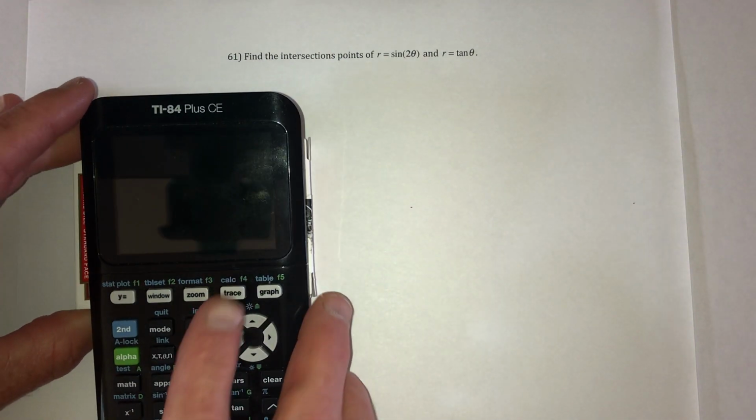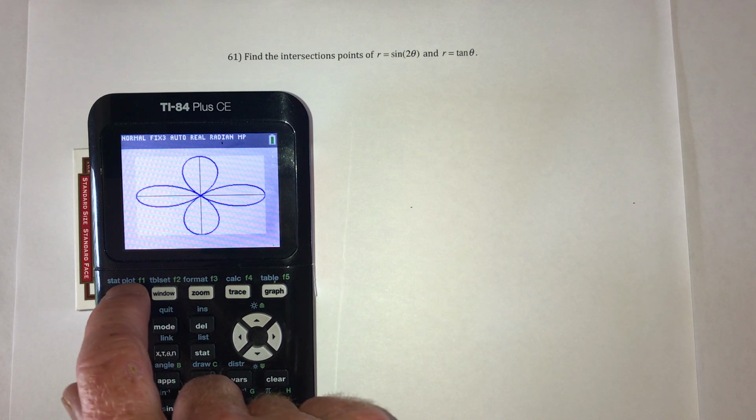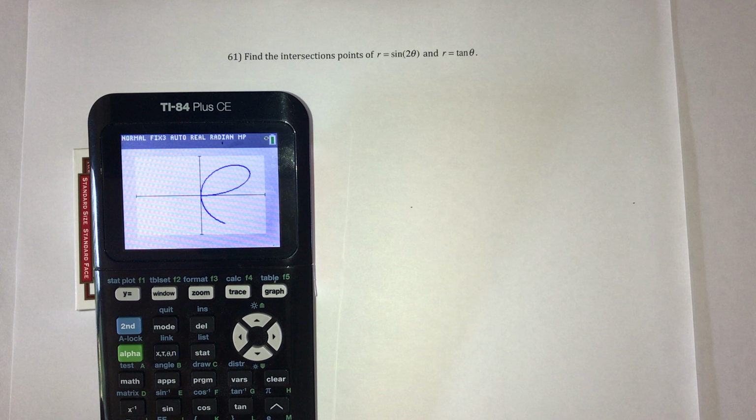So we're back to the idea of two functions intersecting, and we need to find out, do they get to the same place, and do they get to that place at the same time? Well, let's take a look at the graph. So one is sine of 2 theta, and I'm just going to go to the graph real quick. Okay, so that's working. It's making one of those 4-leaf clovers. It's doing it rather slowly, but it's doing it.